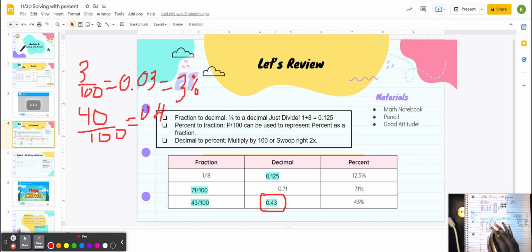So make sure that you guys pay attention to that, or 0.40, because this is going to be the make or break when it comes down for us to solve percent problems later on today. And if you don't know how to convert from a fraction to a decimal, or from a percent to a decimal, or percent to a fraction, then we need to get strong at that. And if you need help, please reach out and ask me.